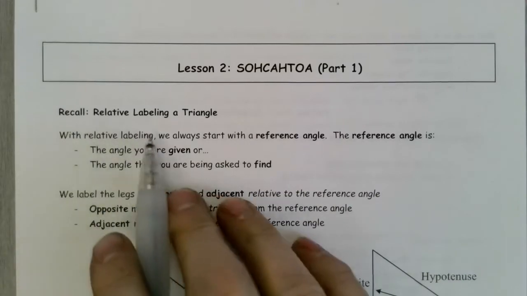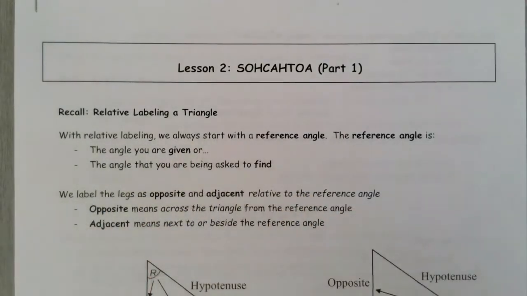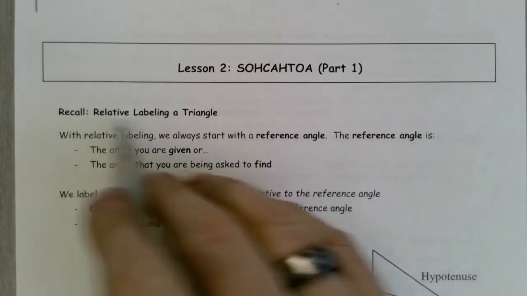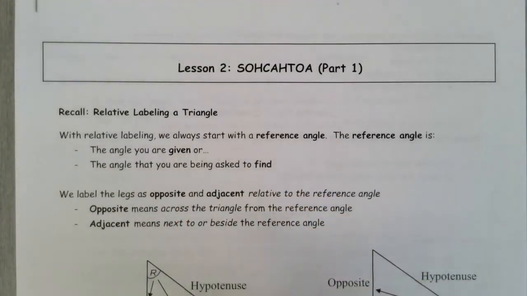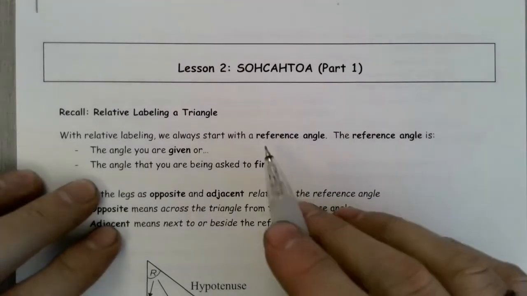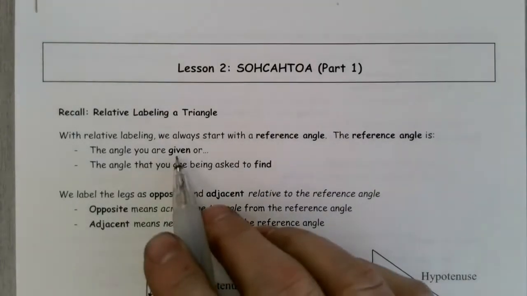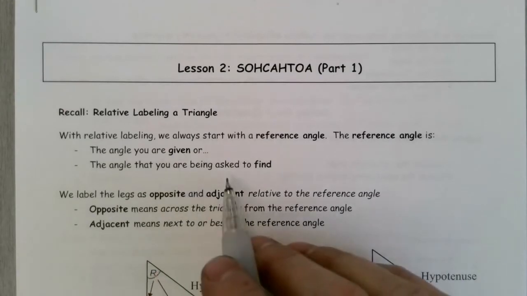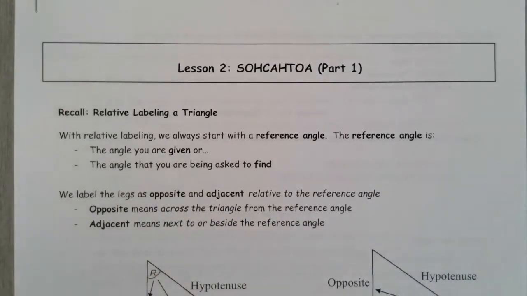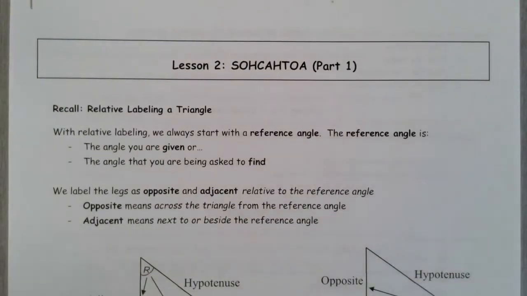Now remember, we're going to start with relative labeling. There's a few different ways we can label a triangle. We're going to start with relative labeling right now. And the way we do that is we first of all focus on an angle, what we're going to call the reference angle in this case. It's going to be the most important angle in the triangle. So it's either the one that we're given, or it's the one that we're being asked to find. Either way, when it's a trig problem, the emphasis is on an angle, one way or another. Like, again, either it's given or it's one we're being asked to find here.